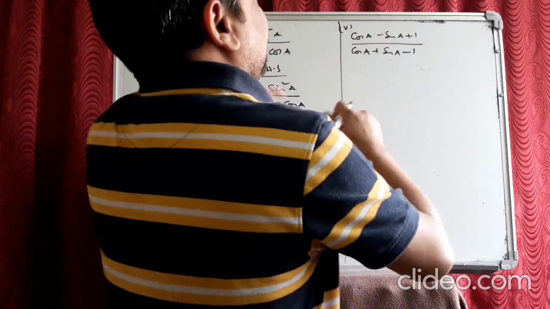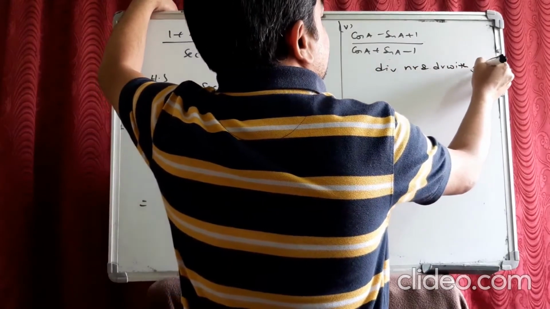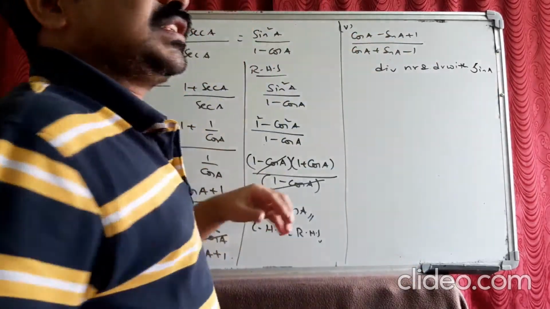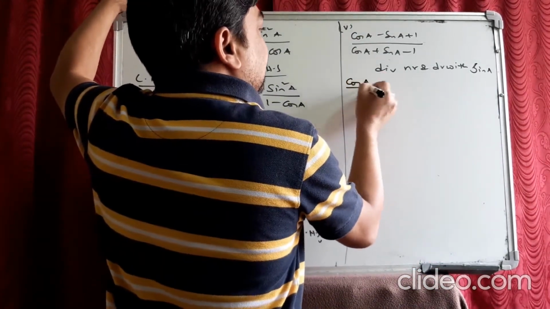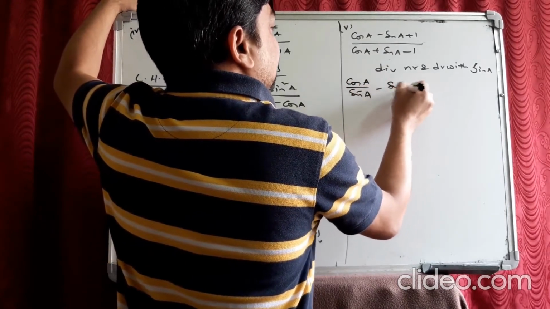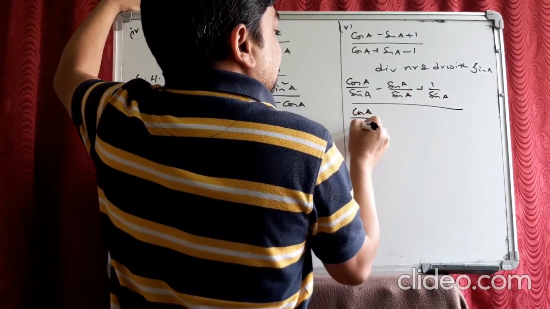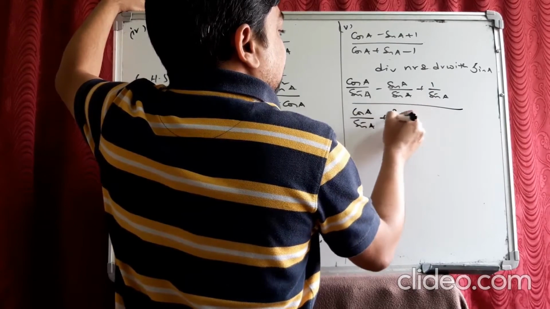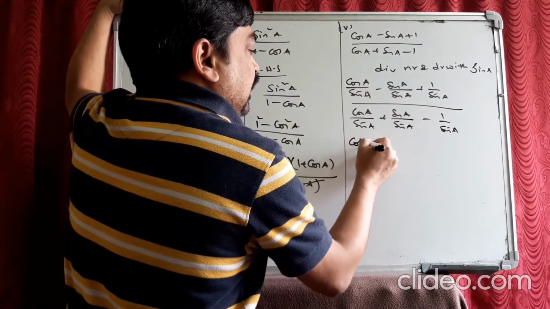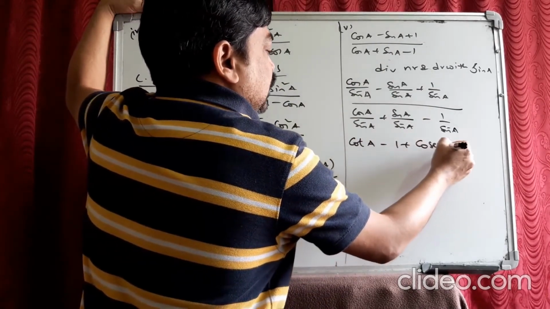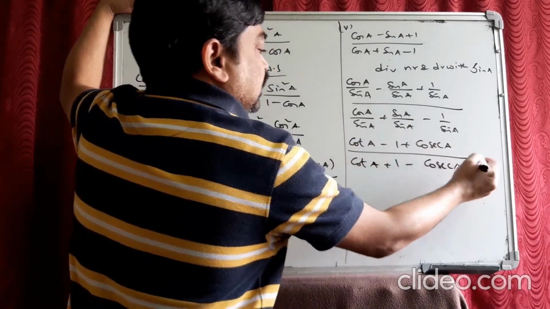So, I convert the whole thing by dividing numerator and denominator with sin A, so that the whole problem gets converted in terms of cosecant and cot. See how I do. So cos A by sin A minus sin A by sin A plus 1 by sin A, over cos A by sin A plus sin A by sin A minus 1 by sin A. Cos A by sin A becomes cot A minus 1 plus cosecant A. It becomes cot A plus 1 minus cosecant A.